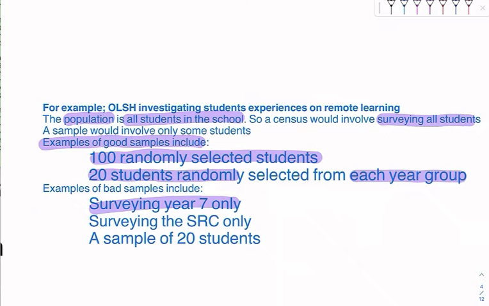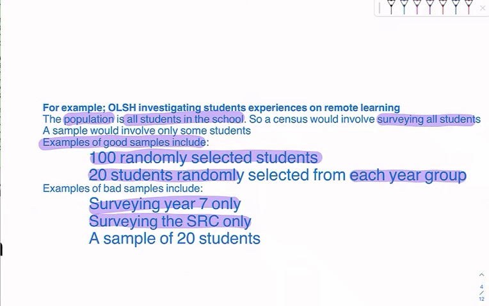Another one might include surveying the SRC only. Now, yes, that does cover all the year groups, but those people probably do have some similar qualities in their personality, in that they've put themselves up to be an SRC member in the first place. So they may have more similar opinions than the whole student population would have. So again, that wouldn't be a good sample, because it's not going to give us a good understanding of the whole population if we ask only that type of person, those who have put themselves forward to be an SRC member.